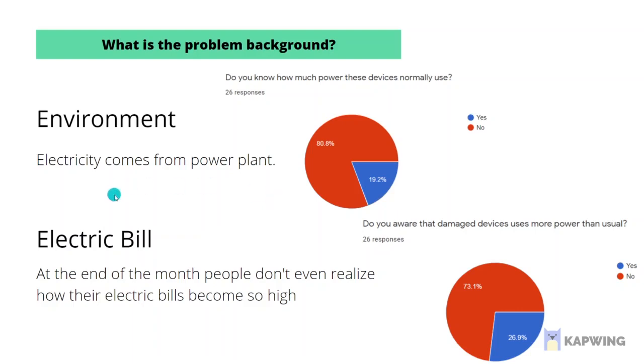And the second problem is the electric bill. At the end of the month, people don't even realize how their electric bills become so high because they are not able to track the bills on a daily basis. They are getting the bills on a monthly basis. So at the end of the month, there's nothing to do but pay the bills. So these are the problems that people face, like the electric bills, and also the environment faces.